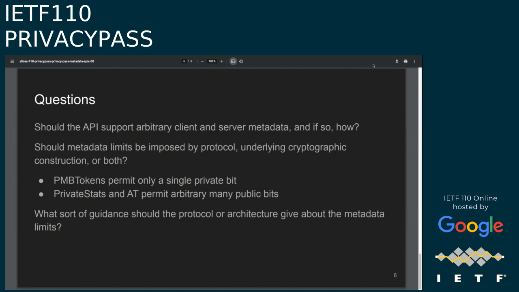Finally, for the architecture document in particular, what sort of additional guidance should we put in place around the usage of this type of metadata? There's already some text there around the different flavors of metadata, be it public and private for clients and servers, and whether or not it's verifiable or not. But maybe there's more we can add there, more guidance for applications that are wishing to use this sort of thing. So that's pretty much it.